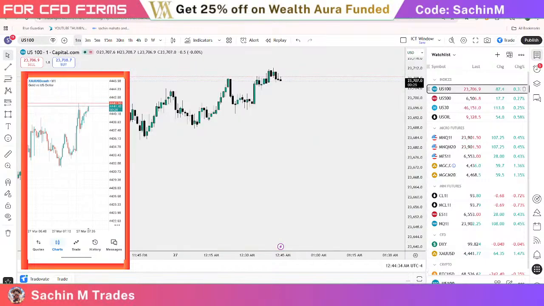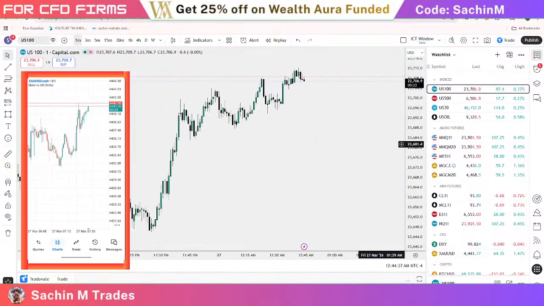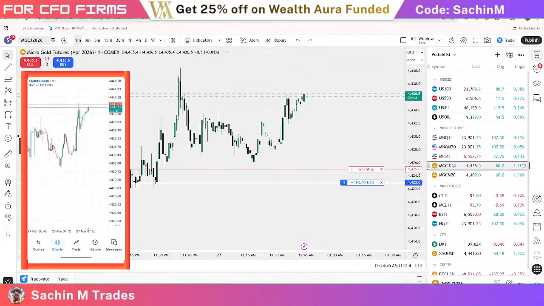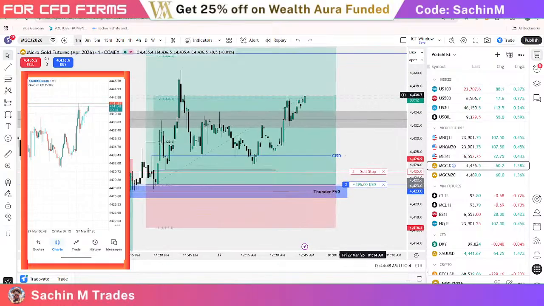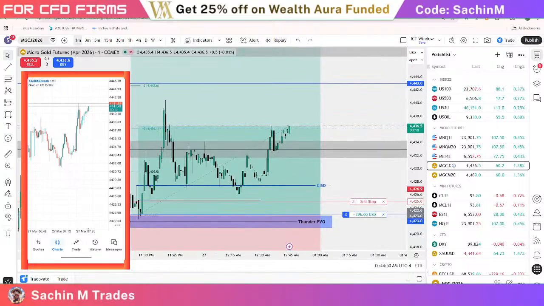Looking at US 100, we might have some kind of not lower move, but good move, good move, good move.